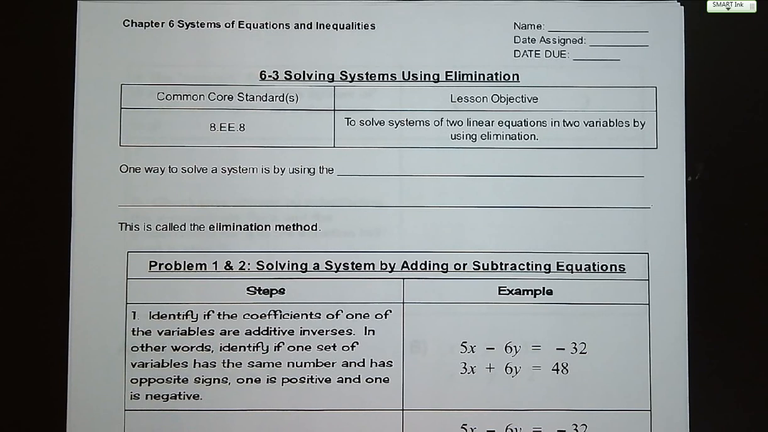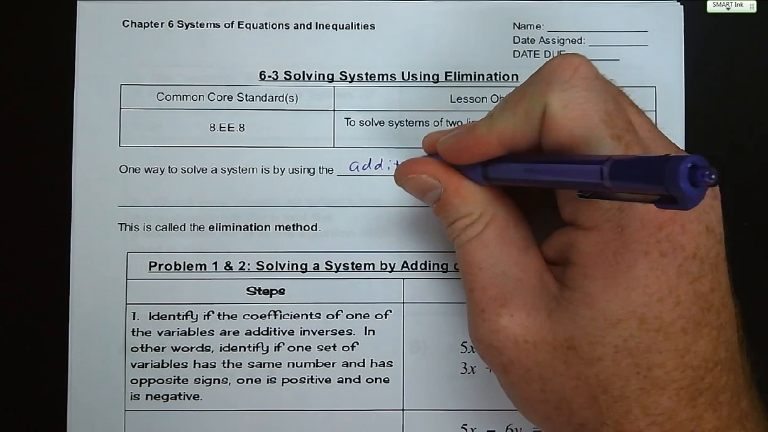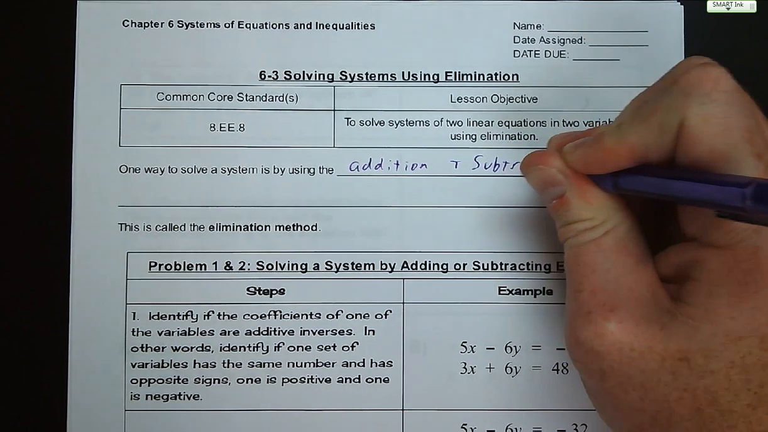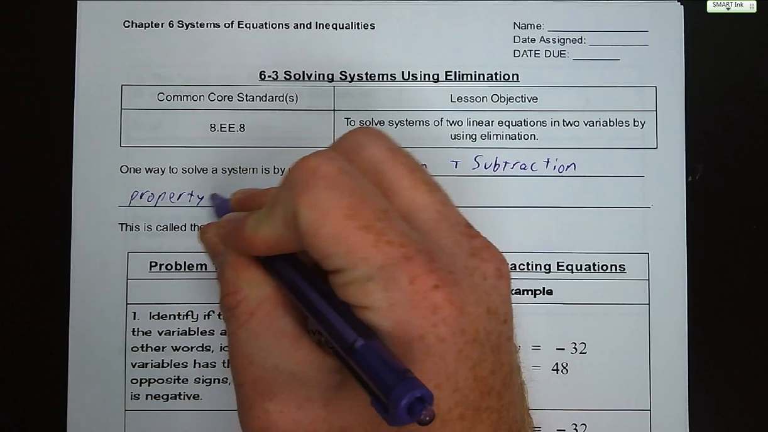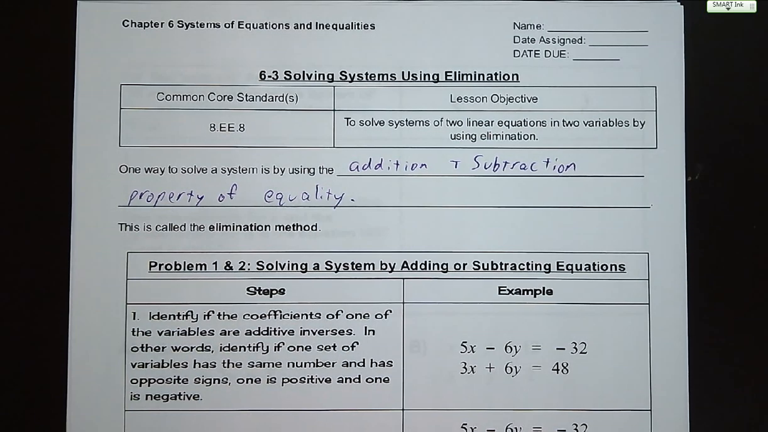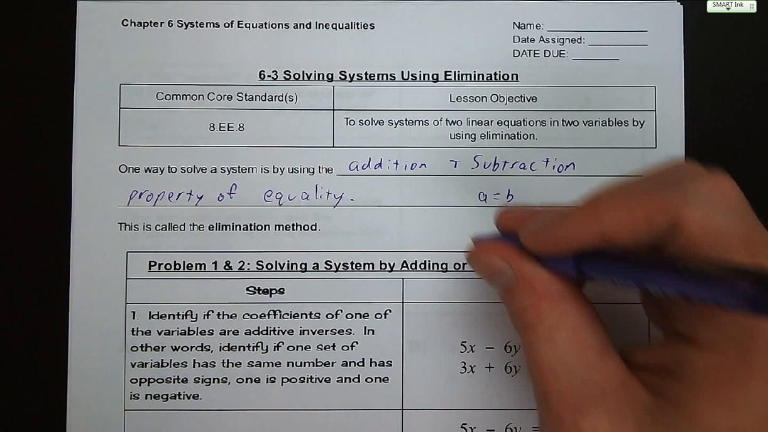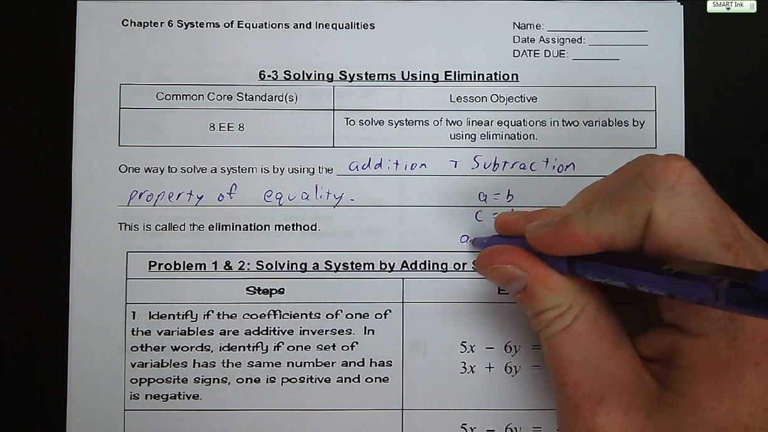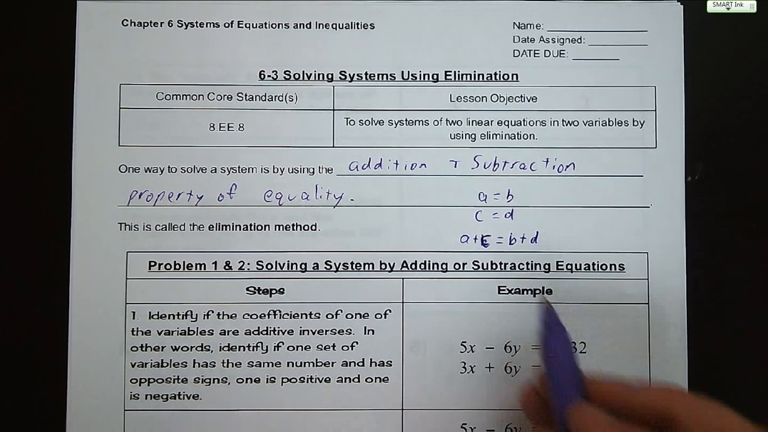So, one way to solve a system of equations is by using the addition and subtraction property of equality. This method is called elimination. Now, if you remember back to chapter 1, the addition and subtraction property of equality said that if we are adding two expressions that are the same, we have a resulting third expression that would be the same. So, for example, if we said A is equal to B, and C equals D, then A plus C is equal to B plus D. All right, so this was back in chapter 1 when we were doing all those equality properties.